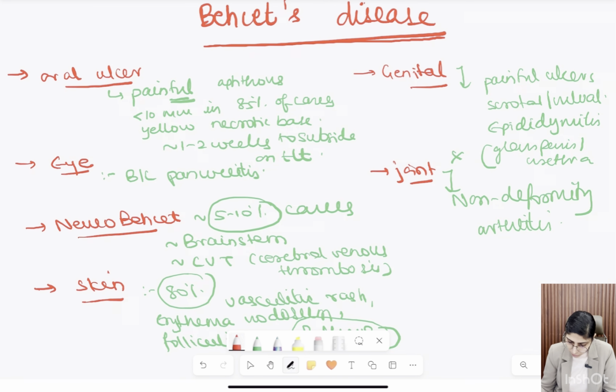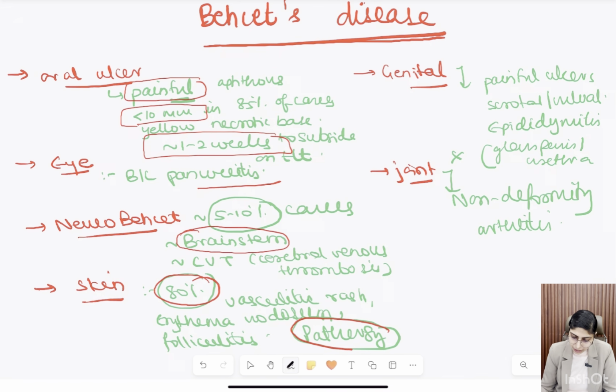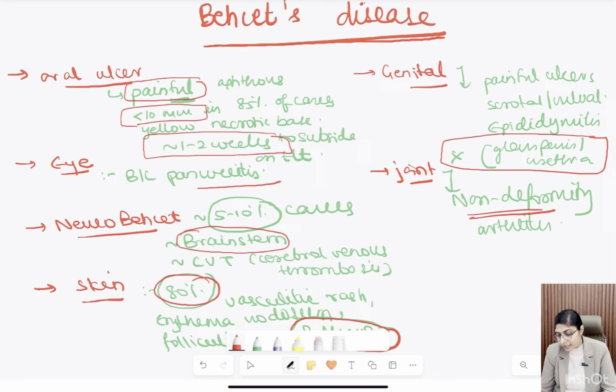So, what are the important points to remember here on this page? One is that the oral ulcers are painful. Second is less than 10 mm. Third is they take time to subside even on treatment. Uveitis is a feature of Behcet. NeuroBehcet, the most common site is brainstem. Skin involvement is the most common involvement. And pathergy test is positive in Behcet. Genital ulcers, glans, penis, and urethra are not involved. Joint arthritis happens but doesn't lead to any deformities.